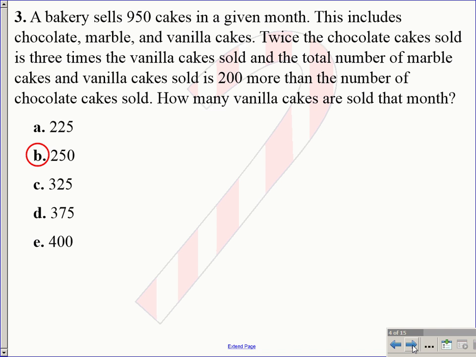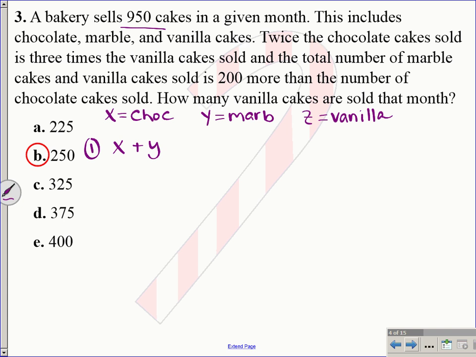Number 3 is your system of 3 equations with 3 variables. It says a bakery sells 950 cakes in a given month. This includes chocolate, marble, and vanilla. So the first thing I'm going to do is define my variables. X is chocolate, Y is marble, Z is vanilla. And then I'm going to start writing my equations. So I know that if they sell 950 cakes in a month, that means the number of chocolate plus marble plus vanilla equals 950.